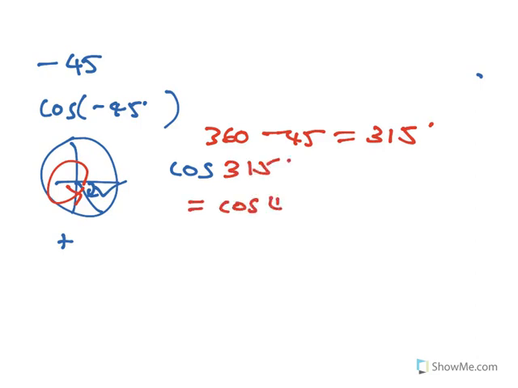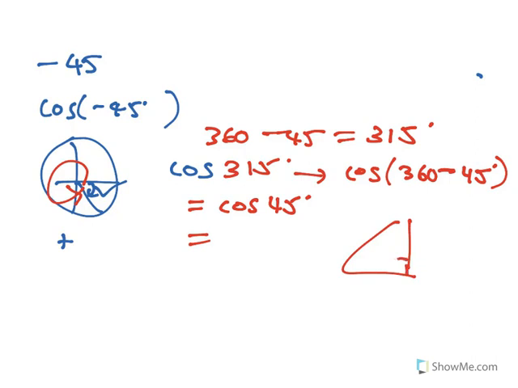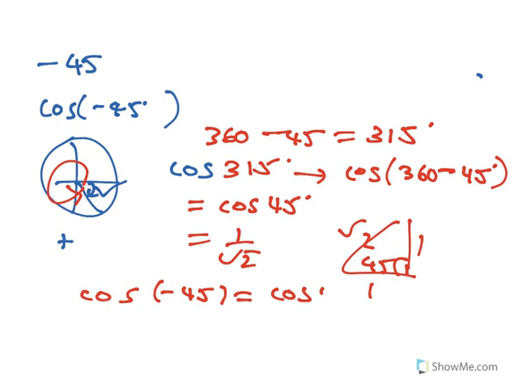And then that's equal to cos 45, because the acute angle there is 45, so cos of 360 minus 45 gives you cos 45. And cos 45, if you go 1, 1, root 2, 45, is just going to be 1 on root 2. So cos of minus 45 is equal to cos of 45, which is 1 on root 2. So when you take that negative out, it just goes to a plus.